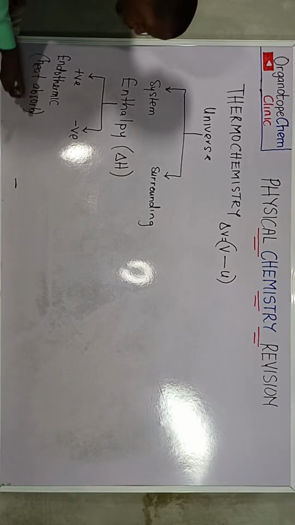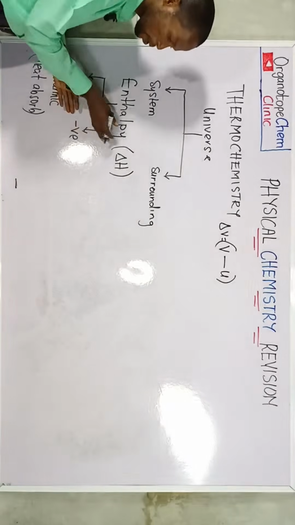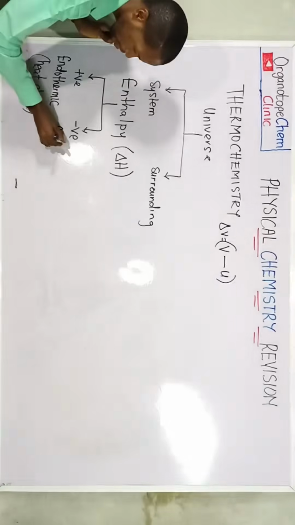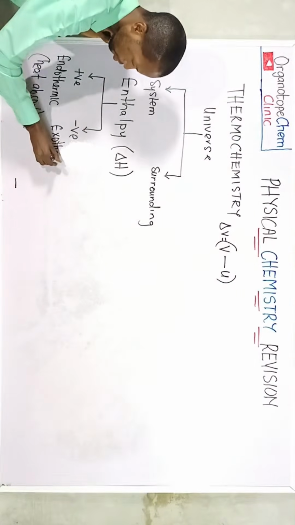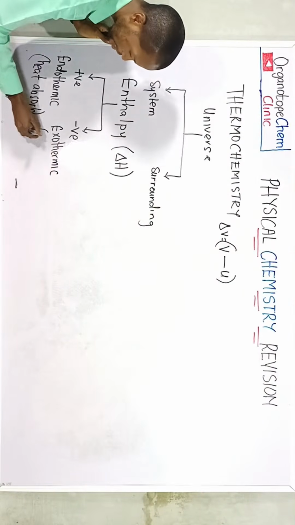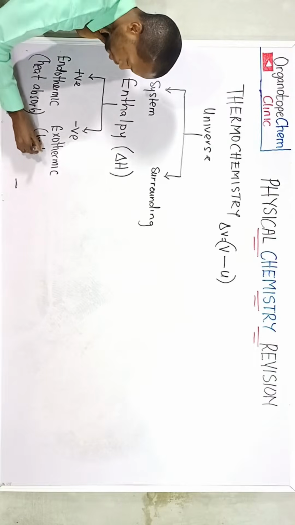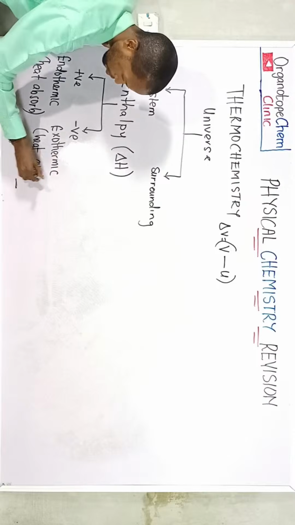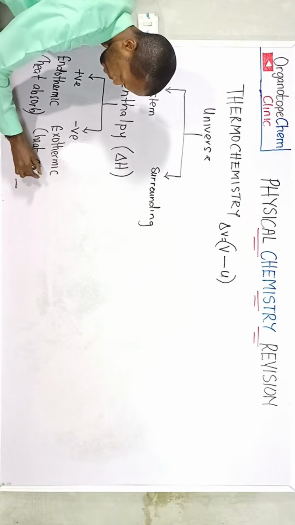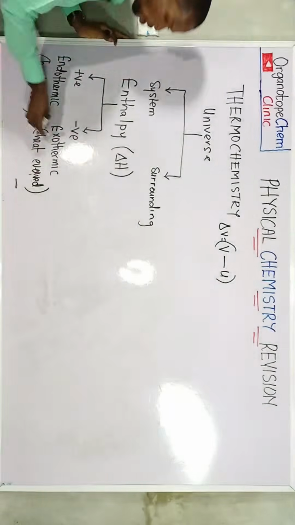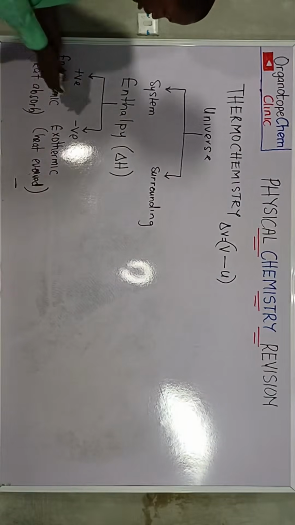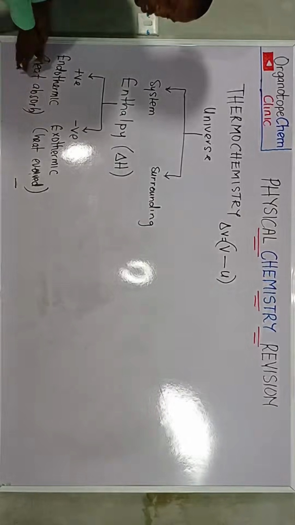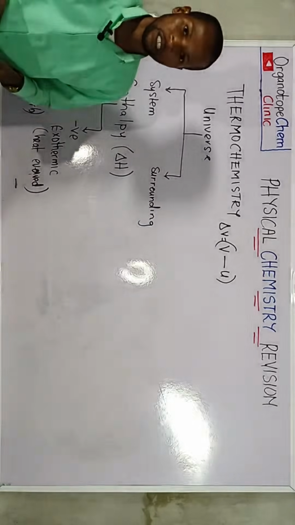Now, if the enthalpy of reaction is negative, it implies that the reaction is what? Exothermic. Which implies that heat is what? Evolved. We have heat evolved for exothermic. Now, these two processes we need to consider when they occur in a chemical reaction.